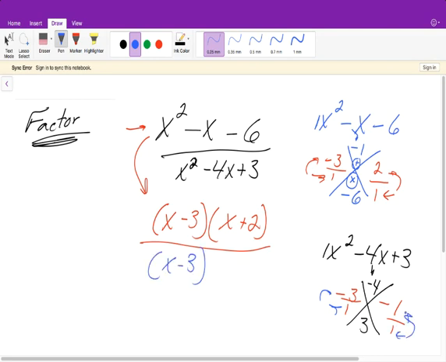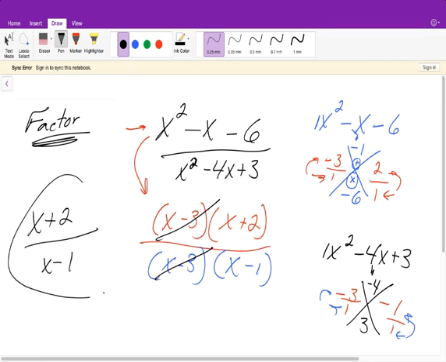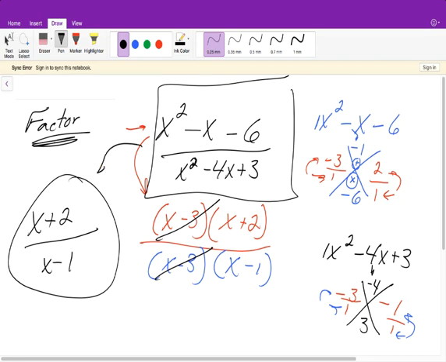Now, since we factored these, and these are being multiplied, not added and subtracted, we can cancel out our like factors. So x minus 3 cancels out with x minus 3, and our final answer is x plus 2 over top of x minus 1. So this algebraic expression, or rational expression, is equivalent or the same thing as x plus 2 over x minus 1. So it's very important that you identify how to simplify. And it's really not that hard. You just have to be able to factor. And then we cancel out any like factors.